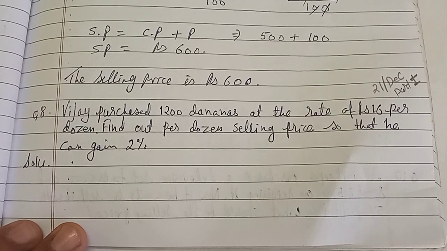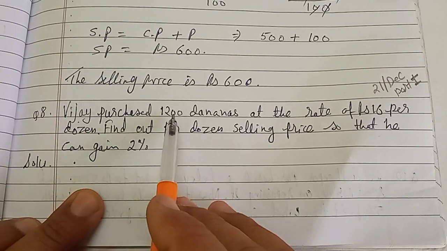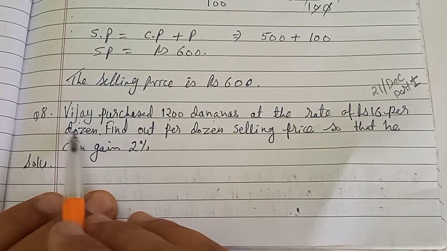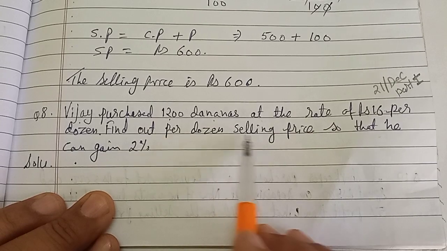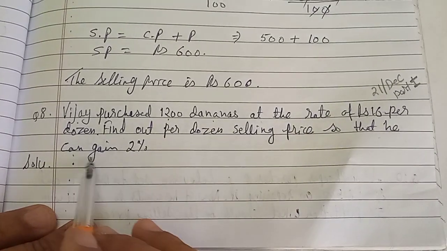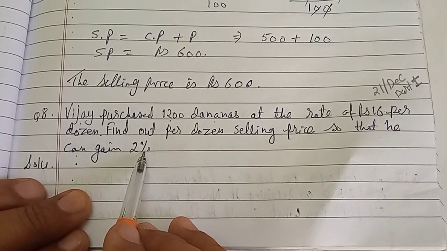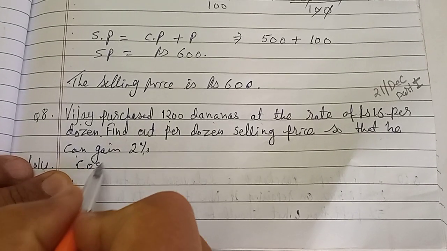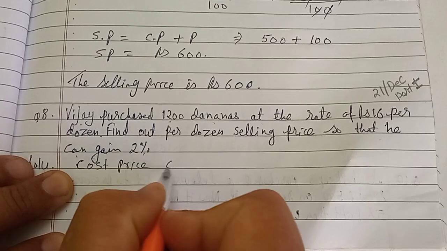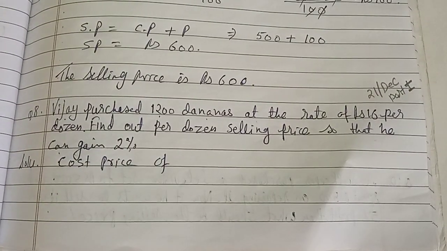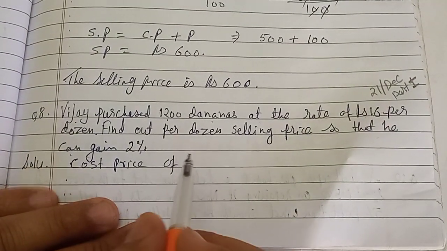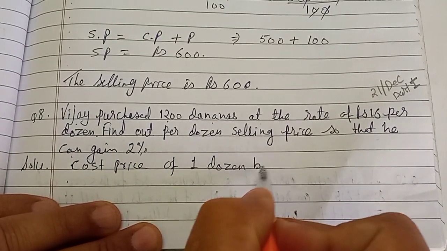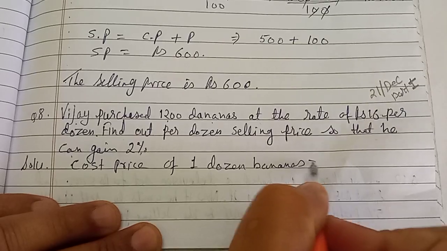Question number 8. Vijay purchased 1200 bananas at the rate of rupees 16 per dozen. Find out per dozen selling price so that he can gain 2%. Now, what is given? Cost price of how many dozen is given? We have to find the selling price of 1 dozen bananas.